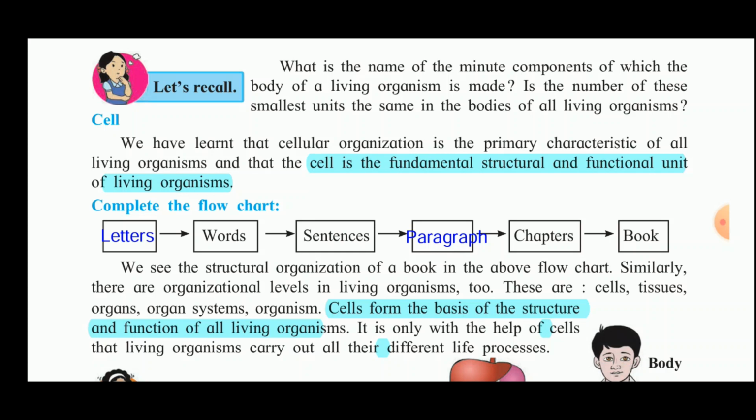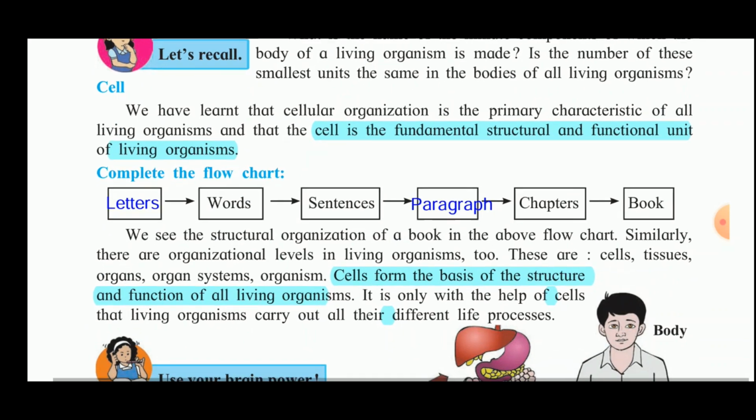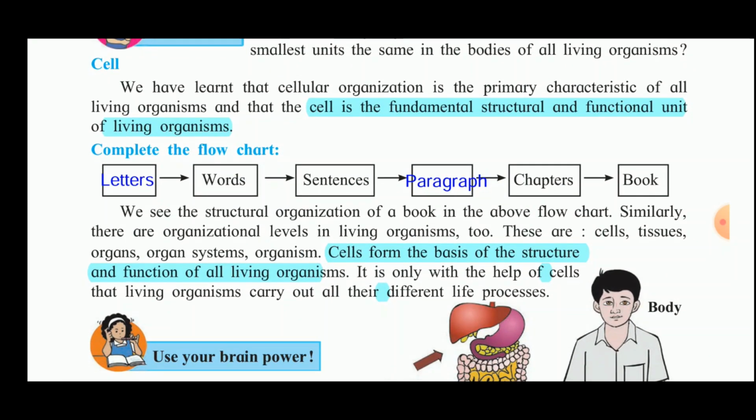Similarly, there are organizational levels in the living organisms too. They are cells. Cells form the tissues. Tissues form the organs. Organs form the organ systems. Organ systems means which one? Respiratory system, circulatory system, excretory system. Then these different systems together form the organisms. Thus, the cell forms the basis of the structure and the function of all living organisms. It is only with the help of cells that living organisms carry out their different life processes.